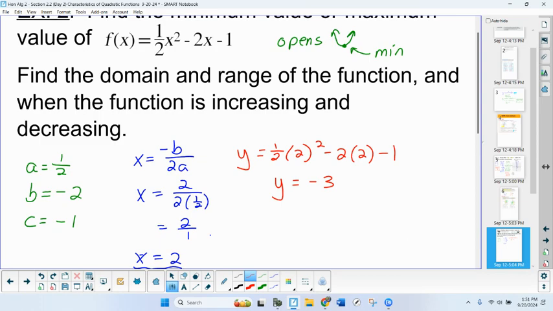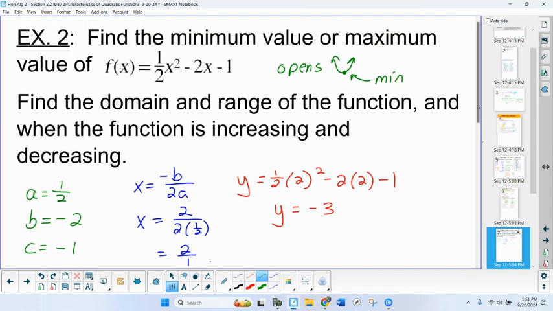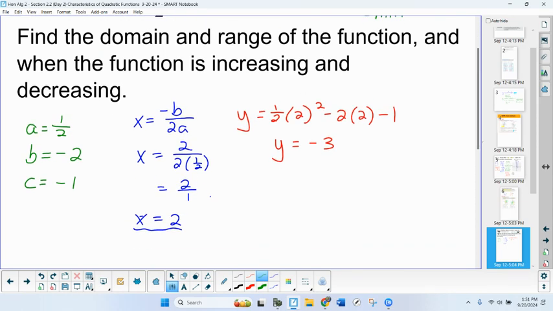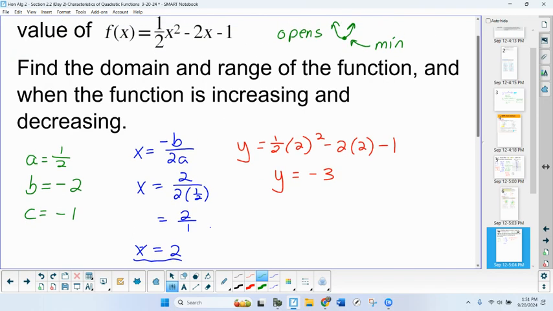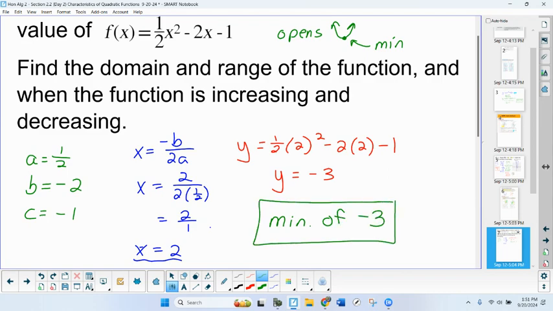So what does this mean? First question says find the maximum or the minimum value. Well, what is the min? You guys told me it had a min. What is the minimum value? A minimum of -3. That's the first thing it asks us.